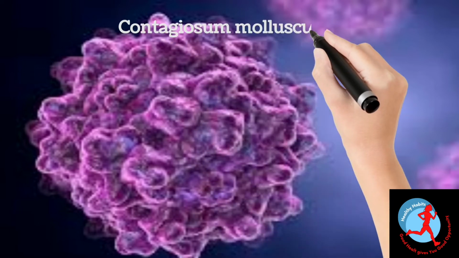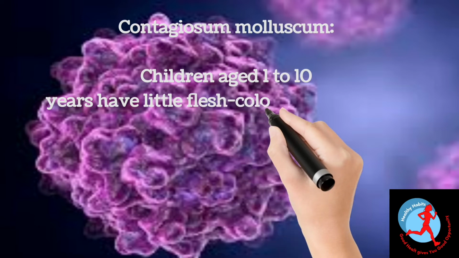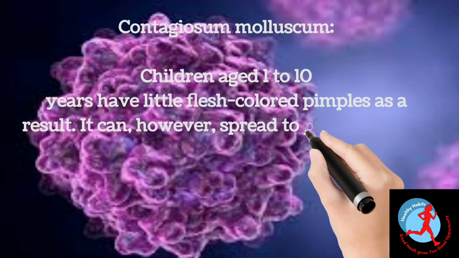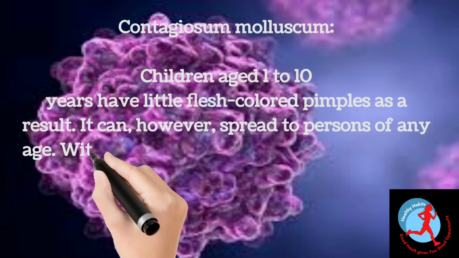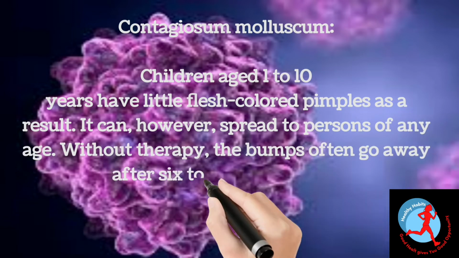Molluscum contagiosum. Children aged 1 to 10 years have little flesh-colored pimples as a result. It can, however, spread to persons of any age. Without therapy, the bumps often go away after 6 to 12 months.